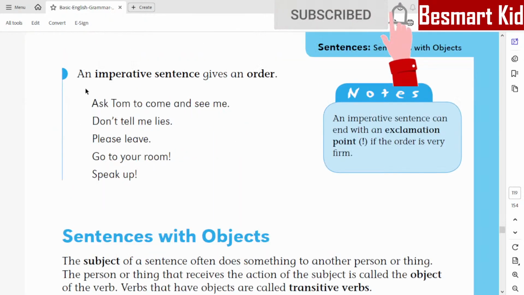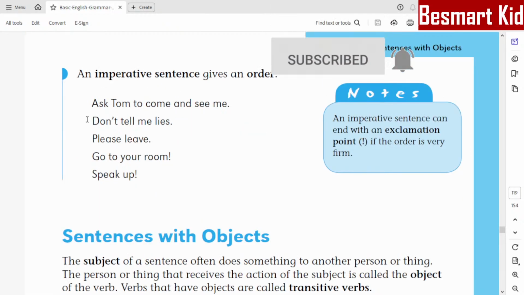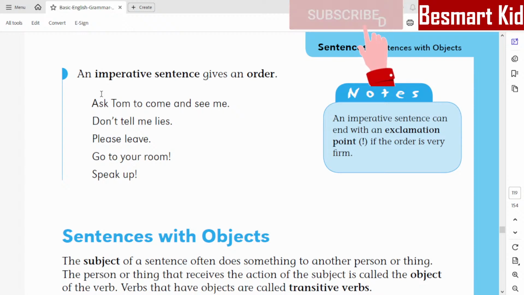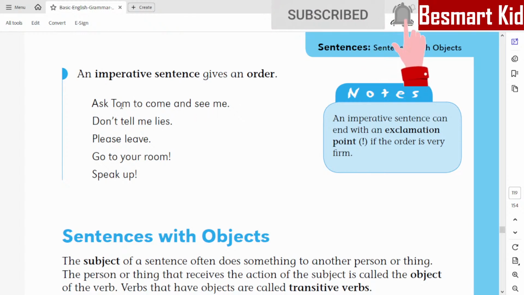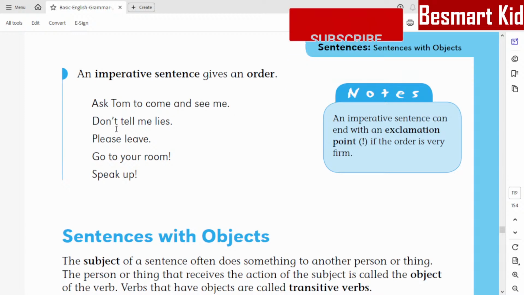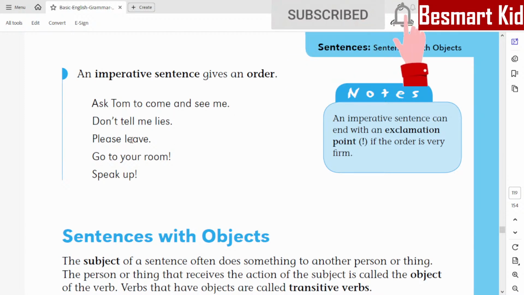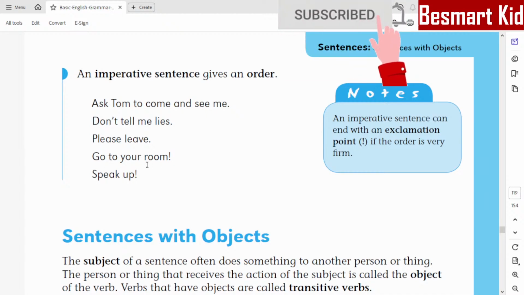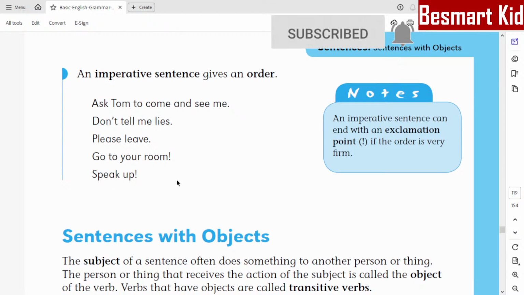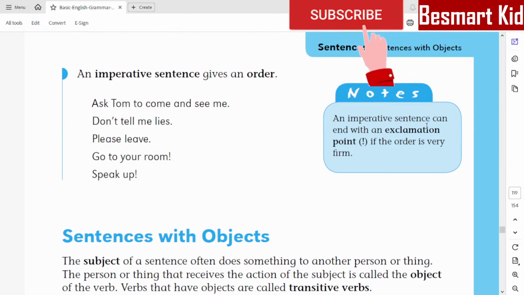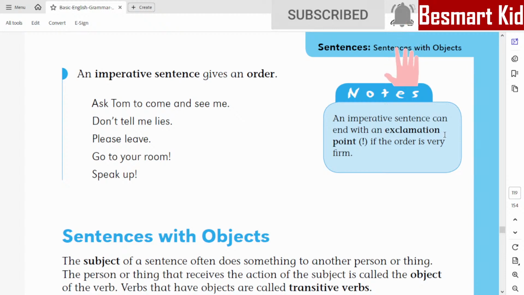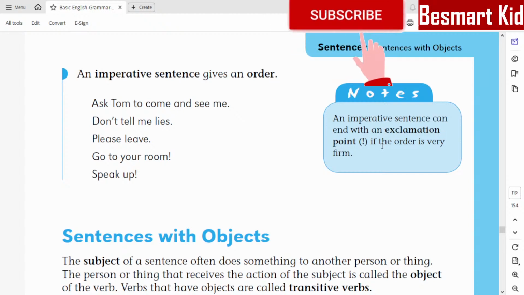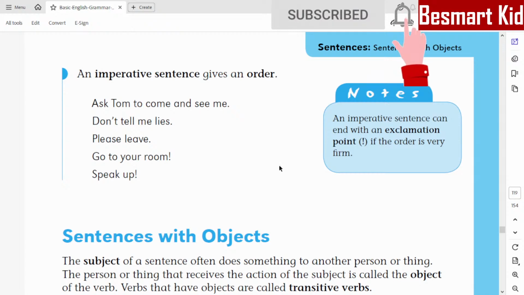Now, we have an imperative sentence. It gives an order. Ask Tom to come and see me. Don't tell me lies. Please leave. Go to your room. Speak up. An imperative sentence can end with an exclamation point if the order is very firm.